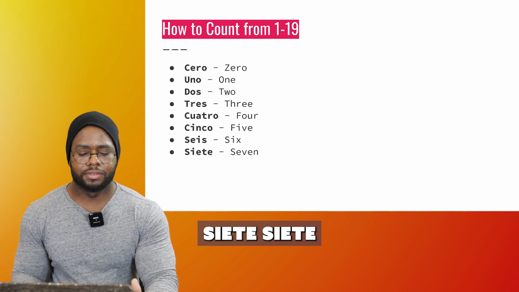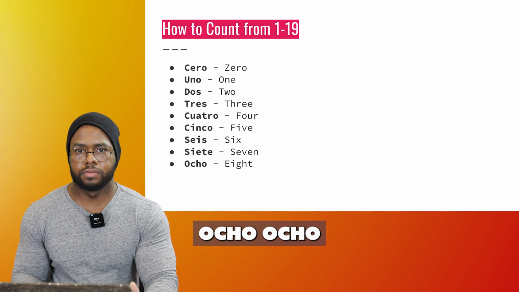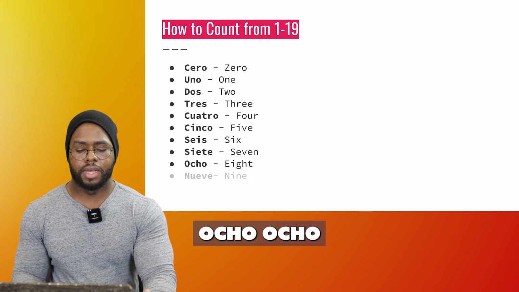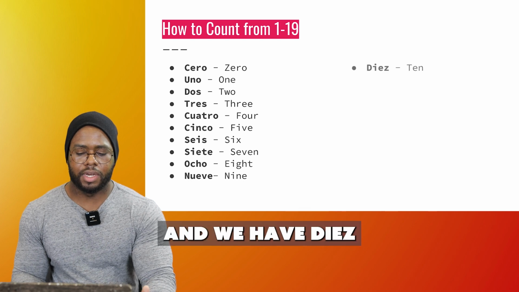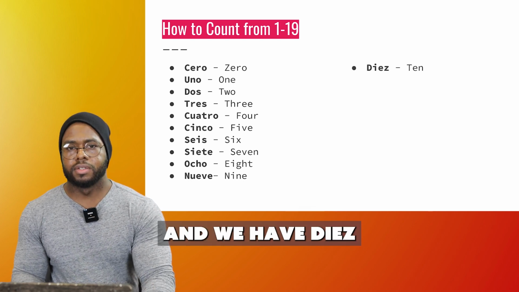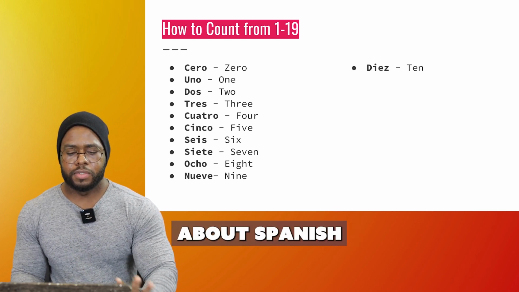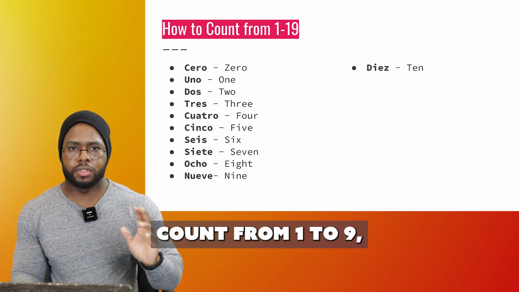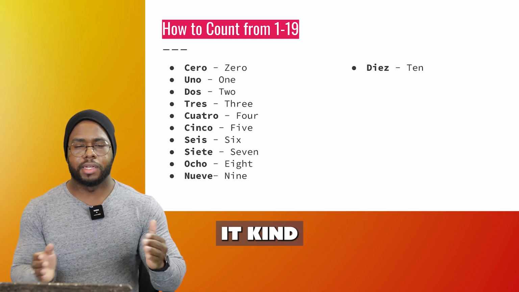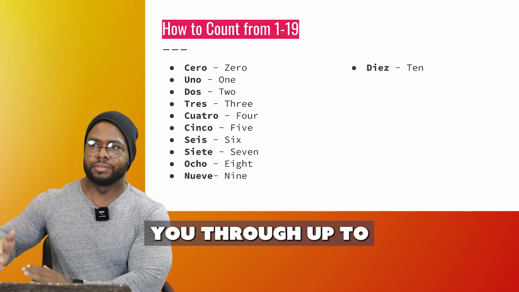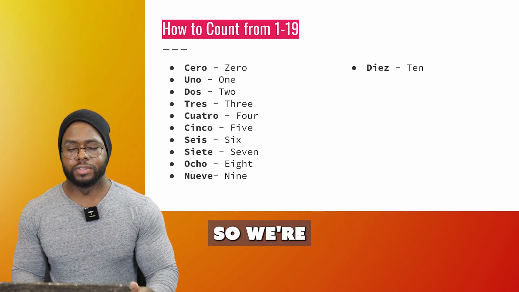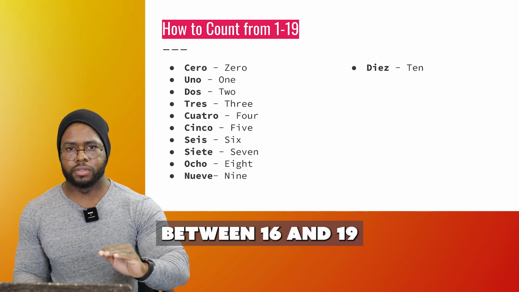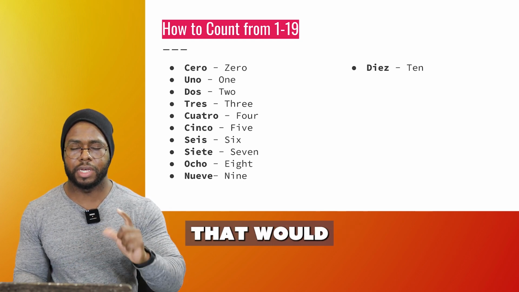Siete, ocho, nueve, and we have diez. The good thing about Spanish in terms of counting is that once you know how to count from 1 to 9, it takes you through up to even the millions. It's always going to be based off of that. We're going to see between 16 and 19 especially how that comes into play.